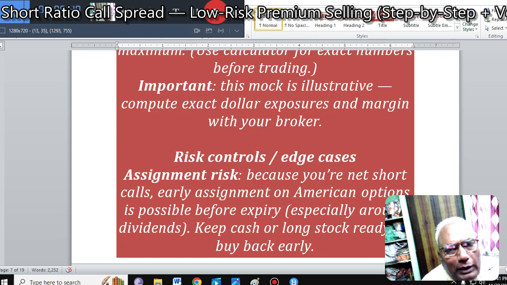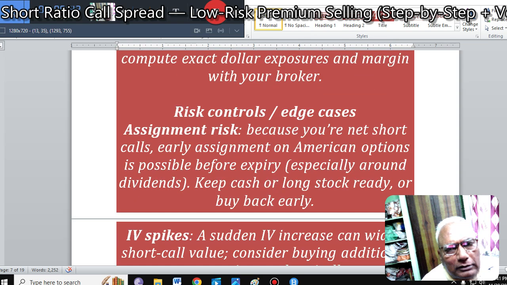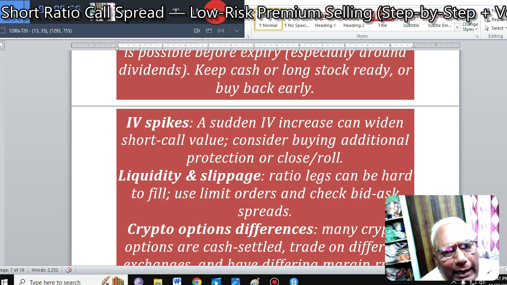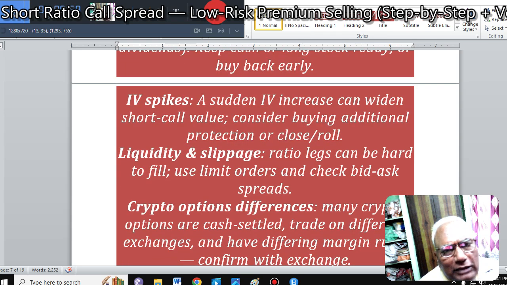Risk control edge cases. Assignment risk: because you are short calls, early assignment on American options is possible before expiry, especially around dividends. Keep cash or long stock ready, or buy back early. Volatility spikes: a sudden volatility increase can hurt and raise short call value. Consider buying additional protection, or close and roll.